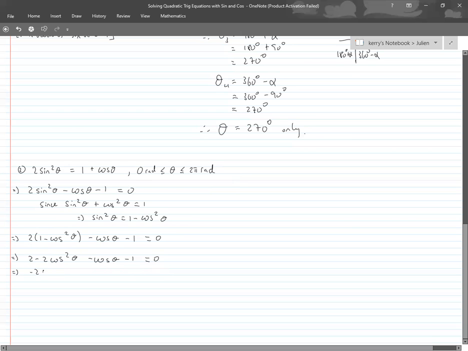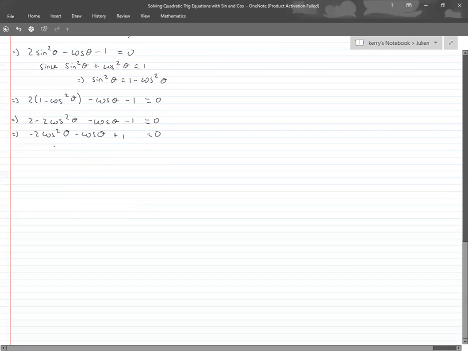Simplifying, this will give us negative 2 cos squared theta minus cos theta, and 2 minus 1 is plus 1, is equal to 0. Now, this is a quadratic only in terms of cosine. So you could let some letter, any letter, I'll go with P again, let P be equal to cos theta. So this will give us minus 2p squared minus p plus 1 is equal to 0.